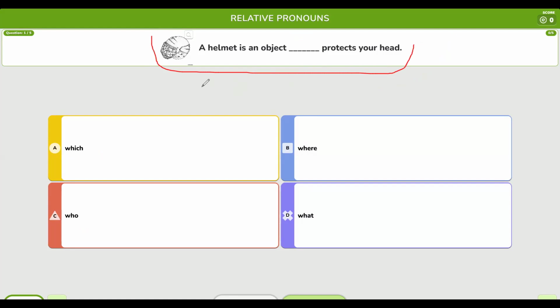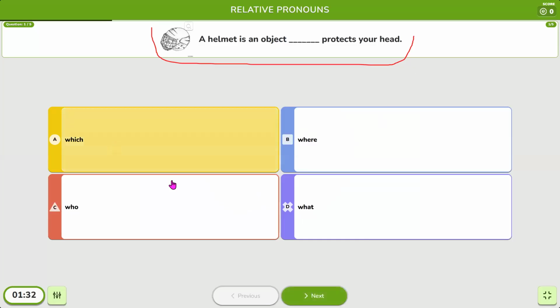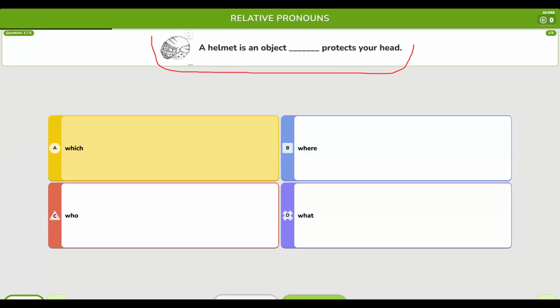A helmet is an object which protects your head. Oh, a helmet. This is a helmet. It's the object when you ride a motorcycle or you play this sport, which? Oh, okay. Next, my dear Alexa, please.